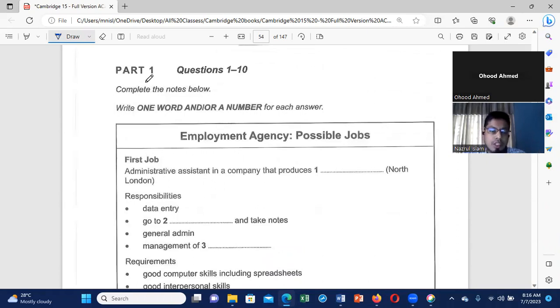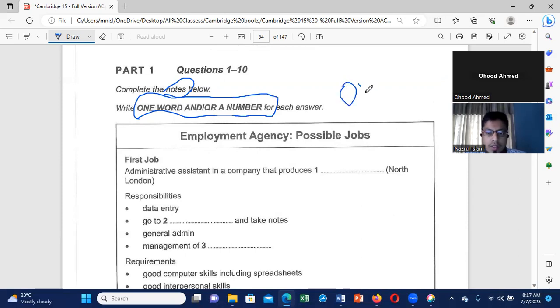First of all, just see, part 1, questions 1 to 10, complete the notes. It means gap completion. Even the instructions, that's very important. One word and or a number. First of all, dear candidate, you must follow the instructions. Is it known to you? Do you know about this? One word and or a number. We need to write just one word or one number.